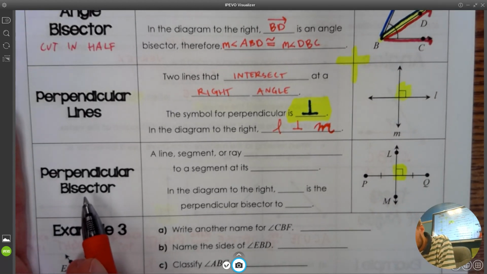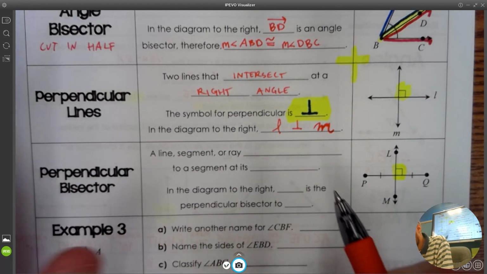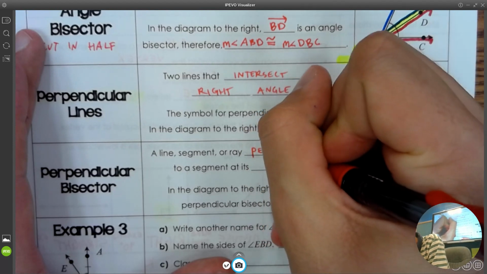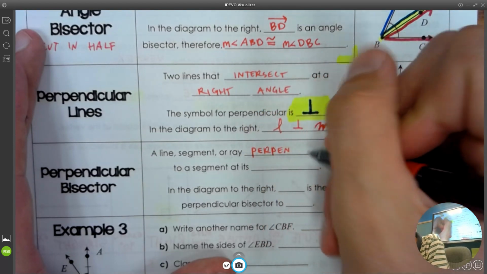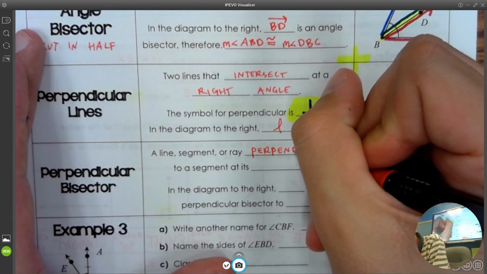So, a line segment, ray, perpendicular, it's coming back. Always kind of an interesting word to spell. Per, pen, and then just finish it off with a little dicular. You'll be good.